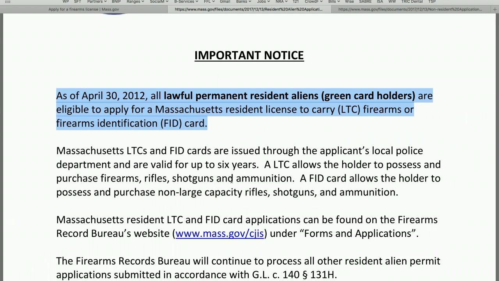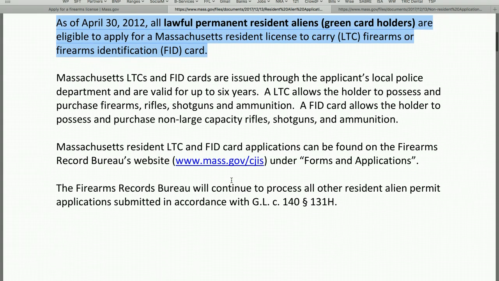So if you know all your immigrant friends and all the people from shitholes like Haiti, like myself, please go ahead and invite your fellow shitholers to come and apply for their license to carry. So yeah.